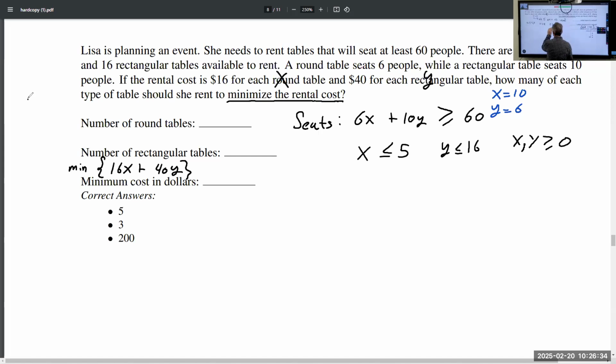All right, so from that, let's see if we can figure it out. We know we have x equals 5, x equals 10 we need to graph, and we have y equals 6 and y equals 16 we need to graph, and we need to be in the first quadrant. And the only thing I'm doing with the graph is I'm just finding the corner points. That's the only purpose of the graph, is to find where the corner points are.